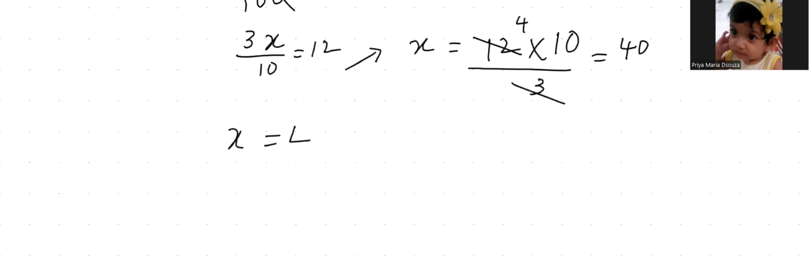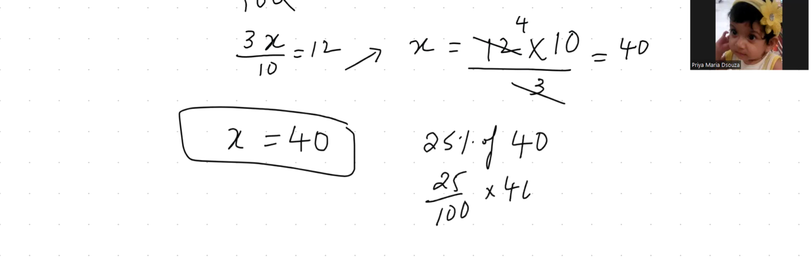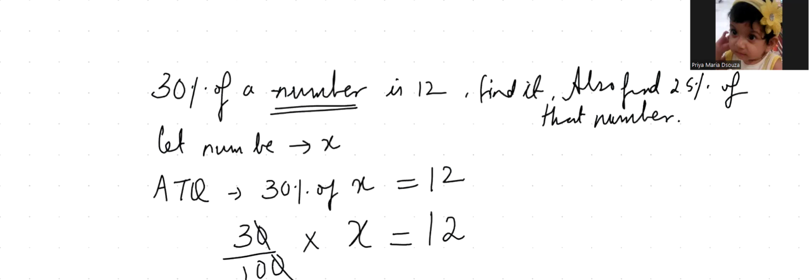x is 40. So we are going to find 25% of 40. 25% means 1/4, or 25 by 100 into 40, which is 4 tens, 40. The answer is 10. So you found 25% of that number, and you found the number is 40.